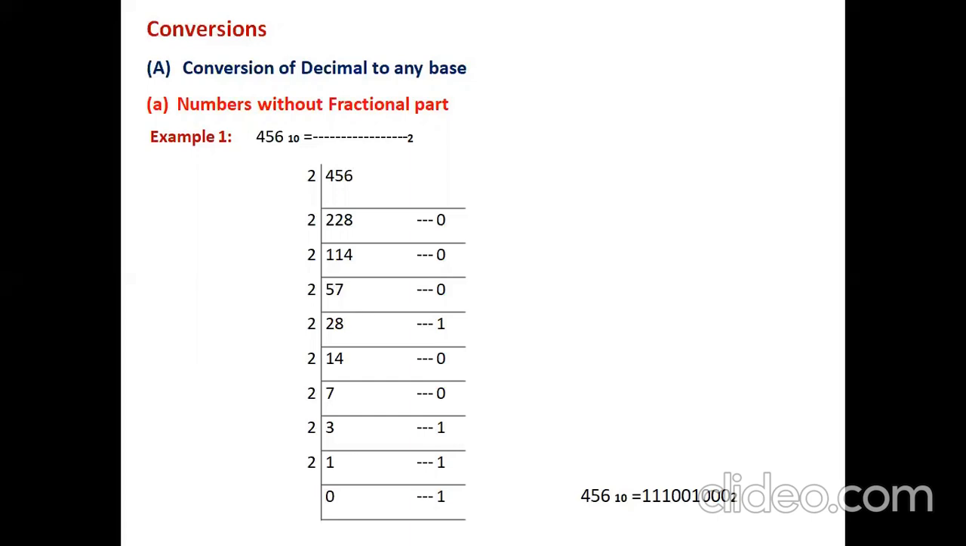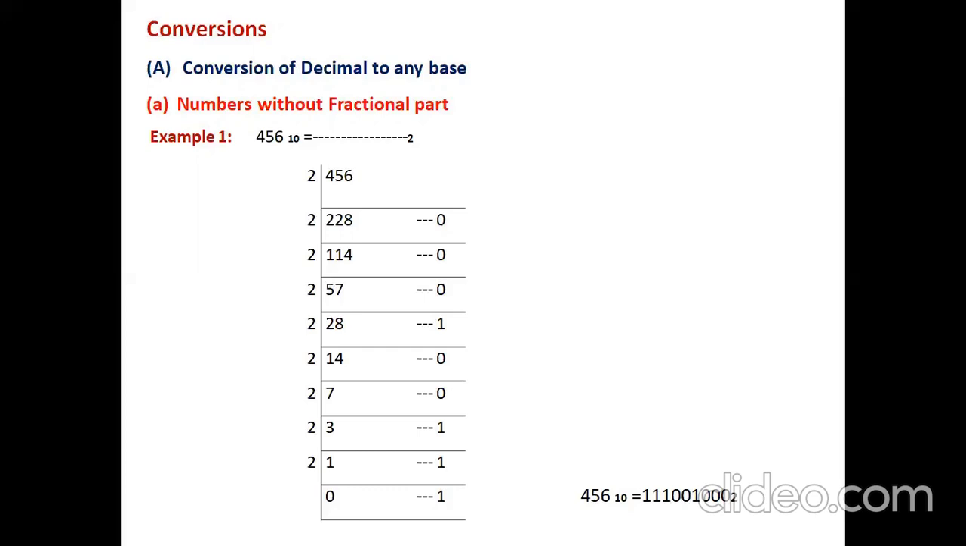Here, 456 is divided by 2. When we are given a decimal number and asked to convert it to binary, you need to divide the given decimal number by whatever base is asked. Here binary is asked, so we are dividing by 2. So 2 divides 456 and we get 228 and we don't have any remainder, so that is 0. Again 2 divides 228, we get 114, that is again 0. Again 2 divides 114, we get 57, again 0.